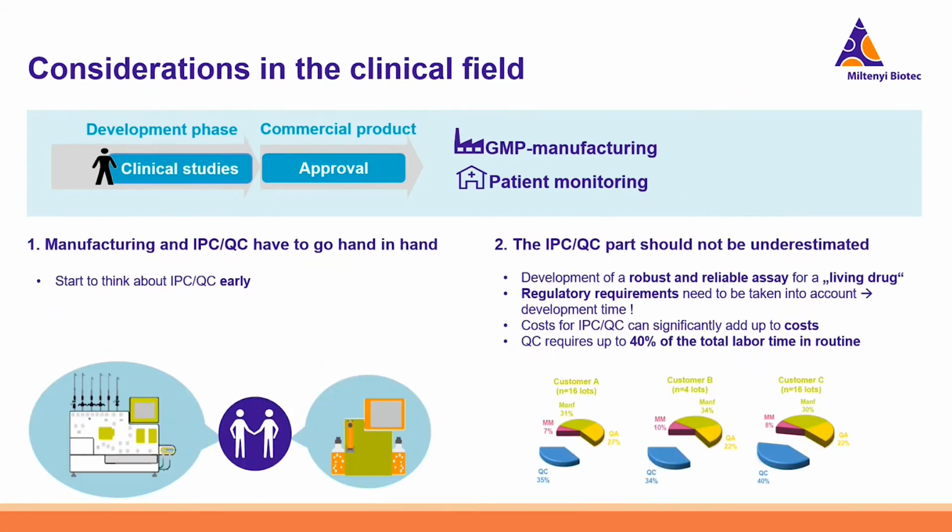So what should be kept in mind when thinking about your IPC and QC? You should definitely start thinking about it very early. When you're thinking about your manufacturing, already think about your IPC and QC, because both need to go hand in hand. And definitely the IPC and QC part should not be underestimated. We really need robust and reliable assays for analyzing this living drug. Also, the regulatory requirements need to be kept in mind. And the costs for the IPC, QC, and also the labor time should definitely not be underestimated because they can really add up.